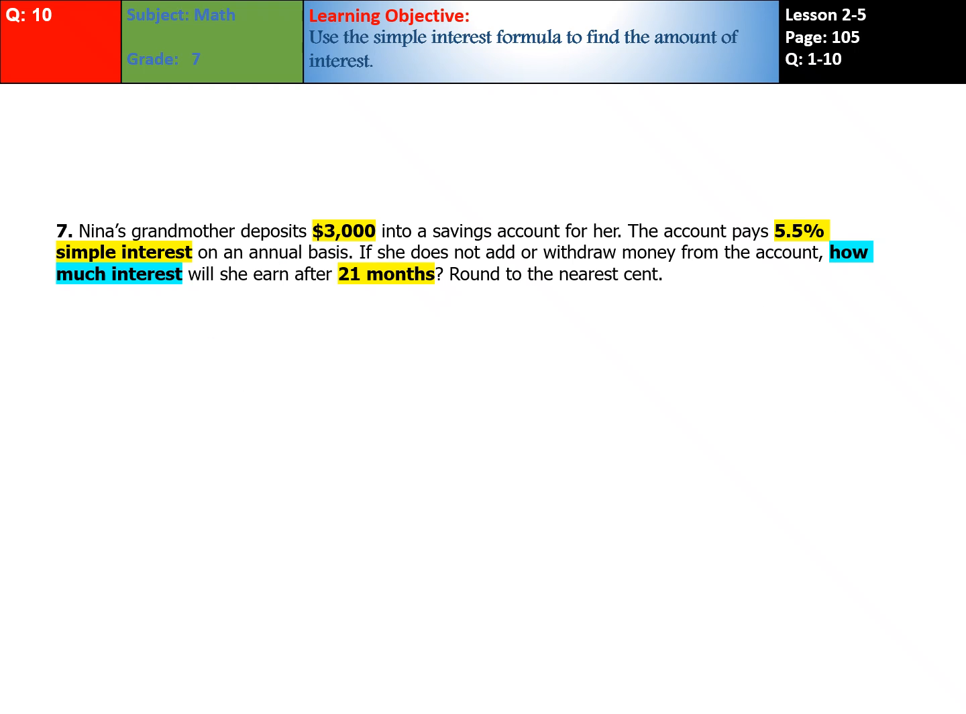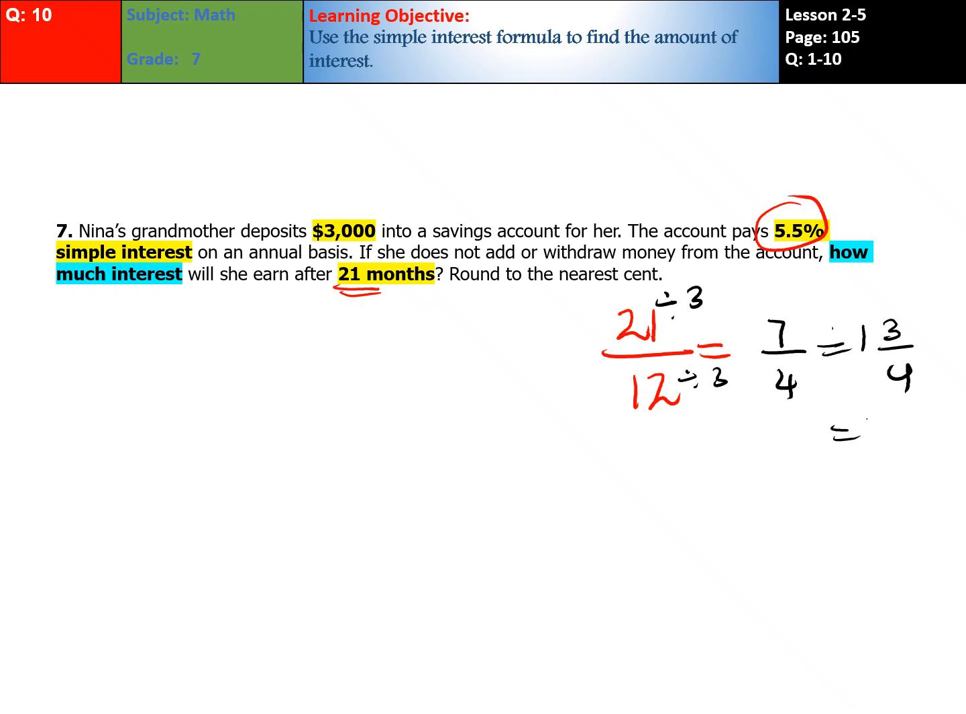Nina's grandmother deposited 3,000 into a saving account for her, and 5.5% is the interest rate. And it is for 21 months. Again, 21 should be converted into years. 21 over 12. Both of them are divisible by which number? 3 and 3. It will become 7 over 4, and it is 1 whole 3 by 4, or you can say 1.75.